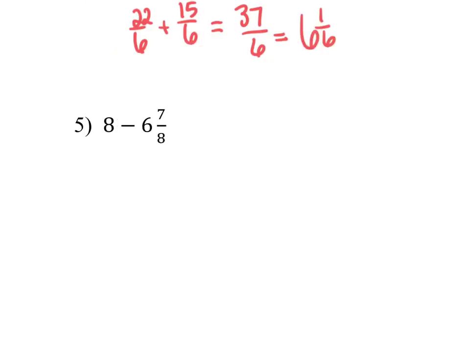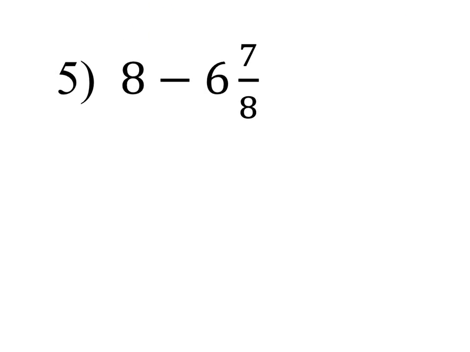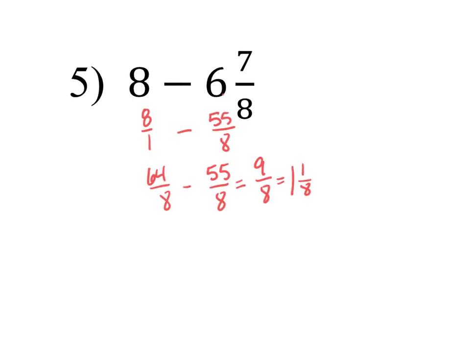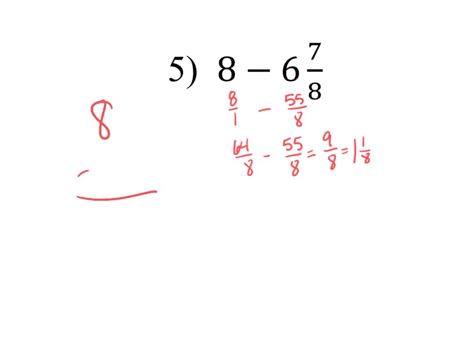So let's talk about number 5 real quick. Number 5 is going to have to borrow. So really this is 8 over 1, okay? And this is 55/8. So I can do it this way, and I can convert this over, so it would be 64/8 minus 55/8 and get 9/8, which is 1 1/8. Or I can borrow this and make it 7, make this 8/8. And 8/8 minus 7/8 is 1/8, and 7 minus 6 is 1.